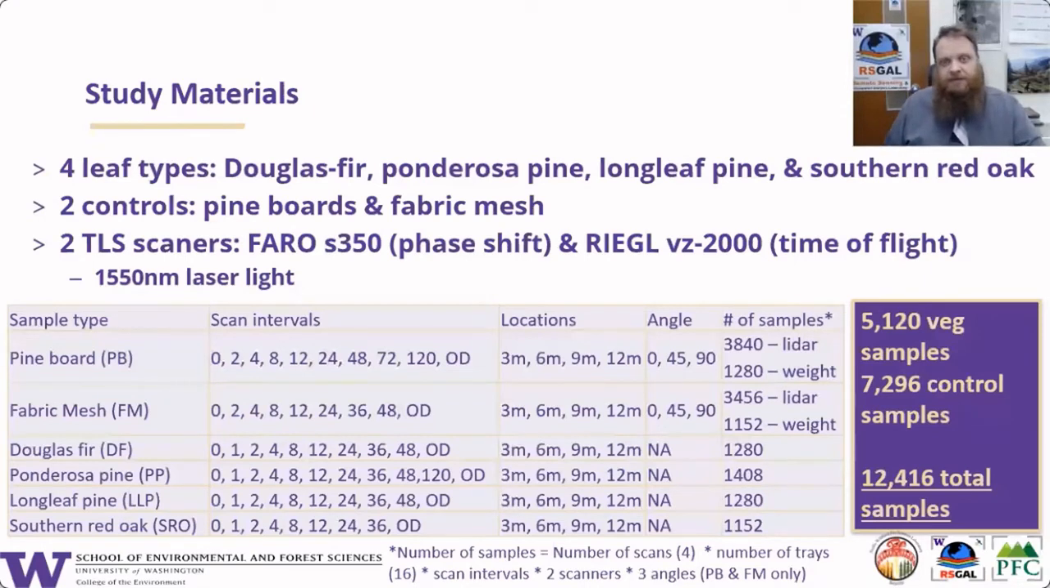Each sample was scanned at 3 meters, 6 meters, 9 meters, and 12 meters, and we had separate scans at different angles for our 2 control types. Altogether, this meant that we had 5,120 scans of vegetation samples and 7,296 scans of our controls, totaling 12,416 total samples. There were a few that we had to throw out because of data corruption, but we were still in that ballpark, about 12,000 samples.